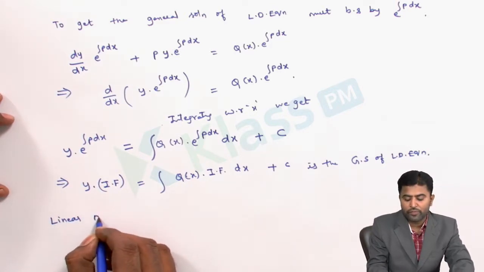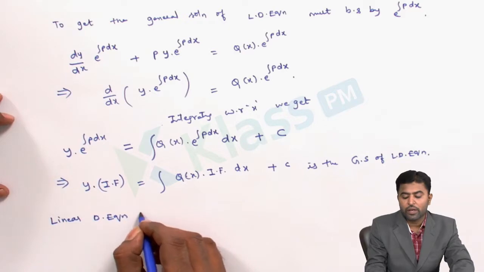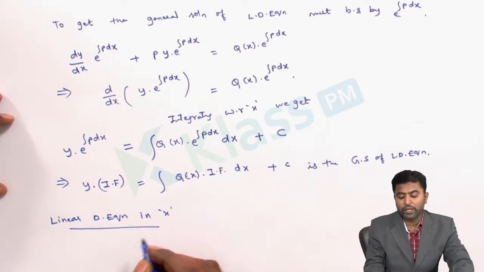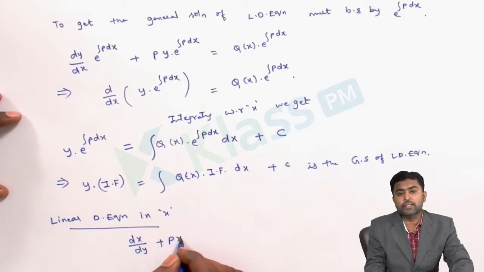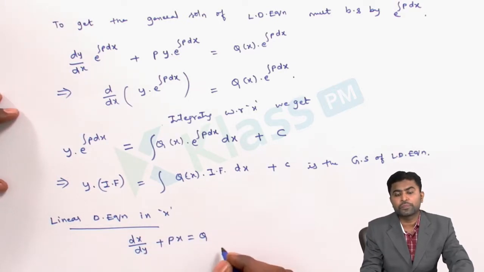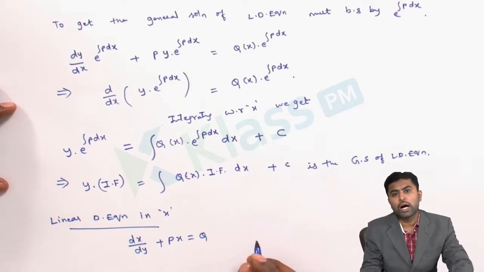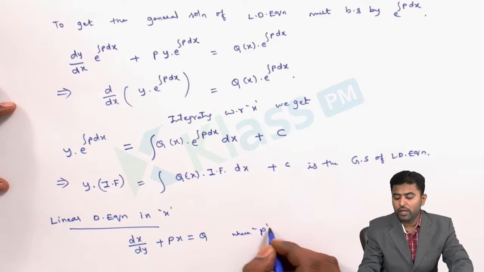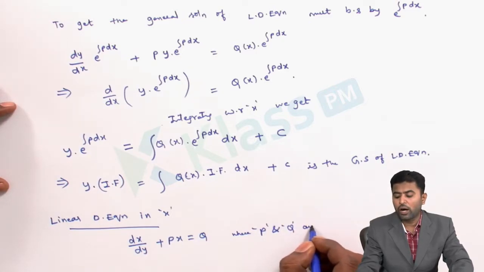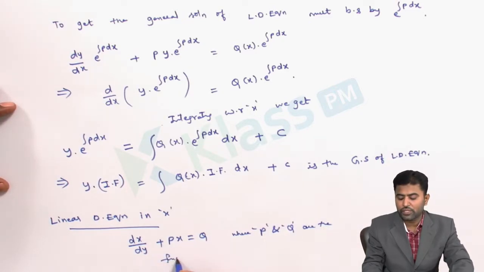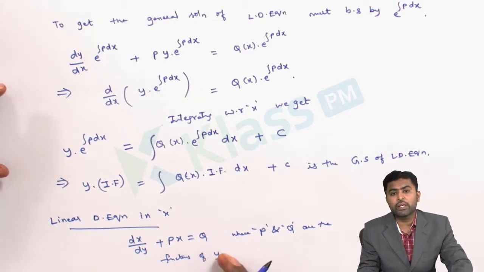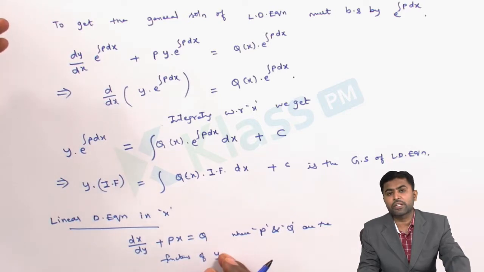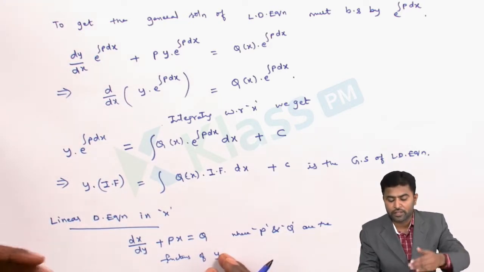Linear differential equation in x. It is given by dx by dy plus px equal to q, where p and q are functions of y. Similarly, we can get the general solution of this particular case.